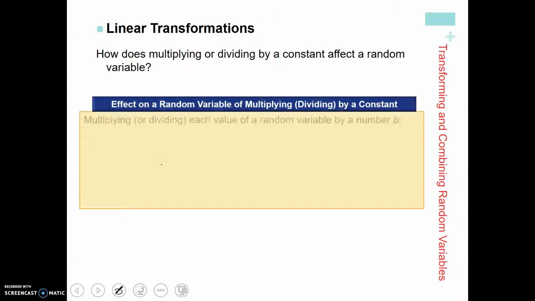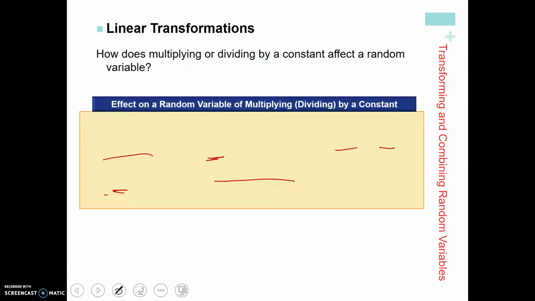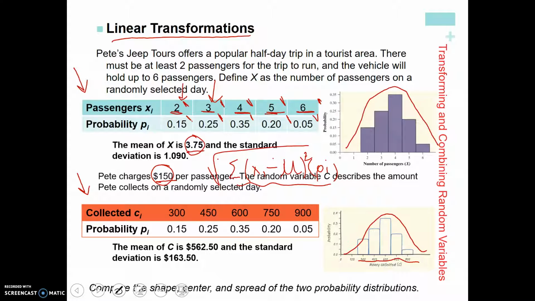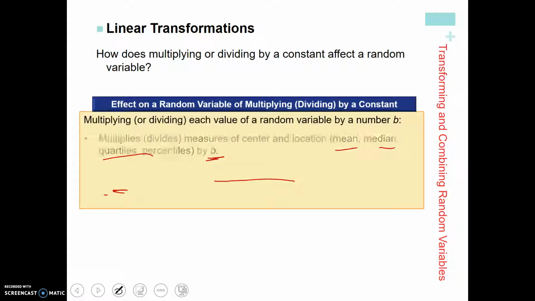So multiplication affects it by multiplying the spread by that term, and multiplying the mean and the median and the quartiles and the percentiles by that term. It doesn't affect the shape though, as you could see before. These shapes still stayed the same, but everything else was multiplied by that.